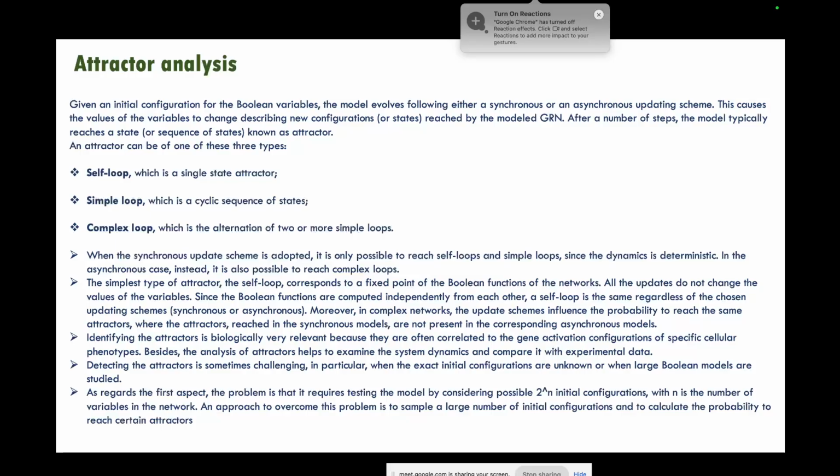An approach to overcome this problem is to sample a large number of initial configurations and calculate the probability of reaching certain attractors. So the idea is that you have a model created, and now you want to see, depending on your updating scheme, what kind of attractor state it is reaching, and that can be biologically very valuable to understand.